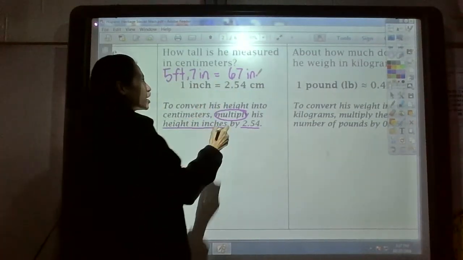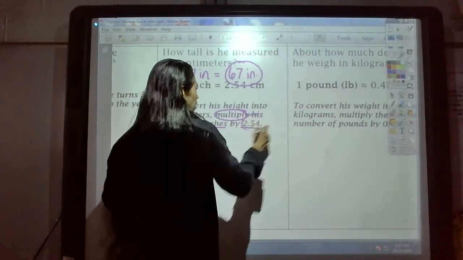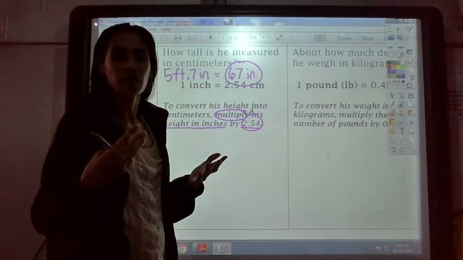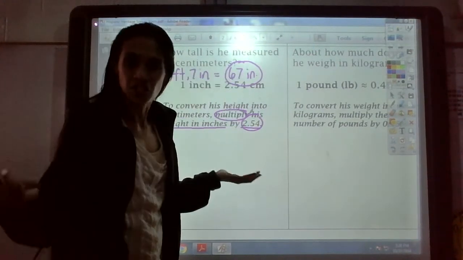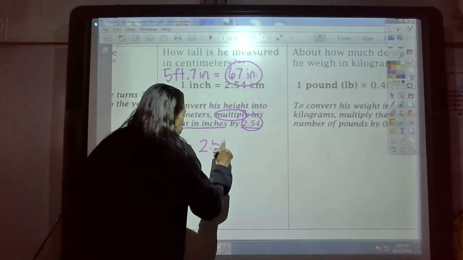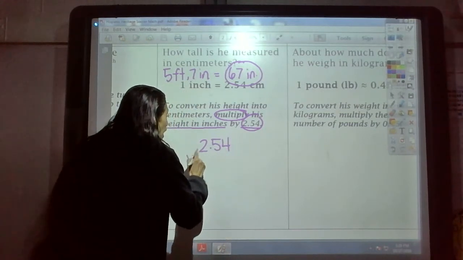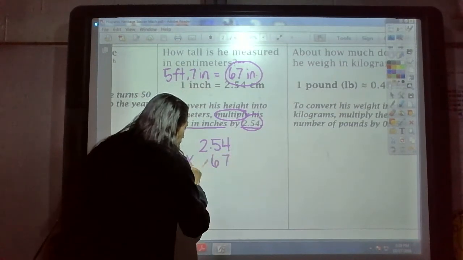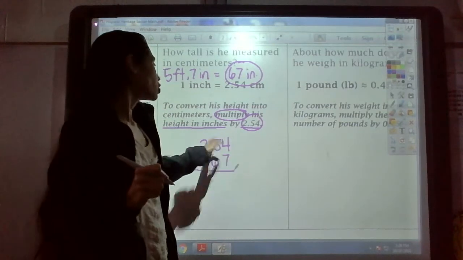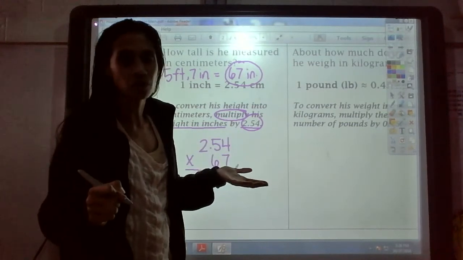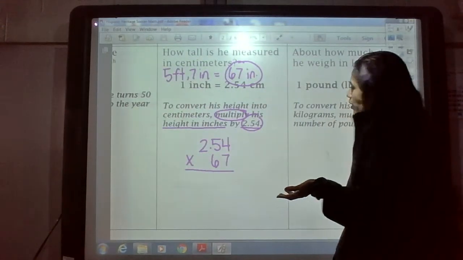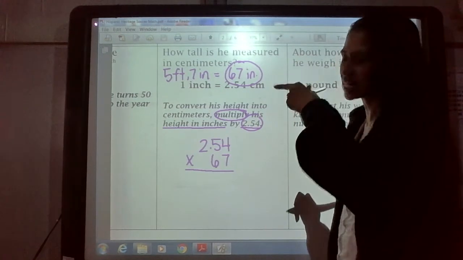I'm going to multiply that number by that number. When we multiply, I like to put the number with more digits at the top. That just makes it easier. Don't forget your decimal. So 2.54 times 67. Unlike adding and subtracting decimals, when we multiply, you don't need to add any decimals or zeros. We are just going to multiply. Are you ready? All right, I'm ready. Let's go.